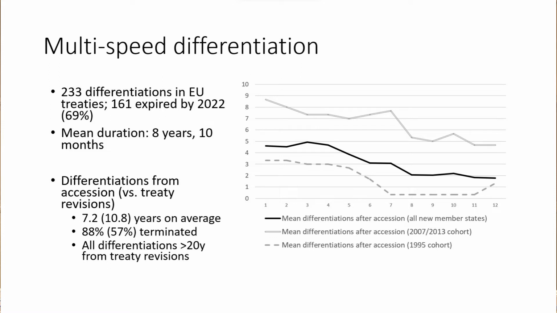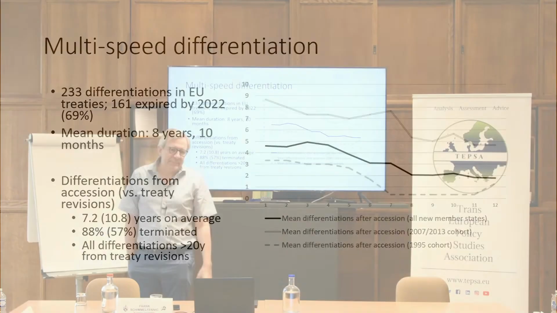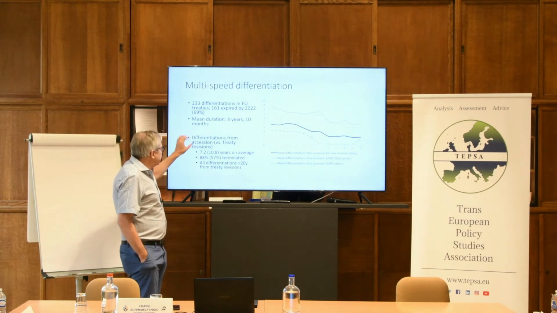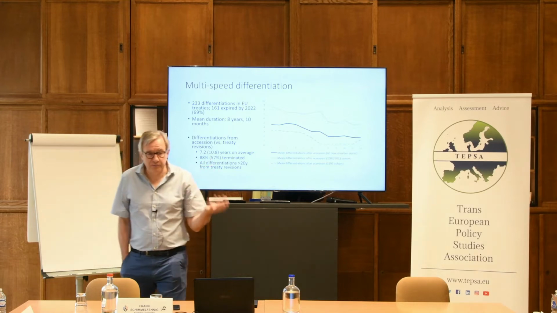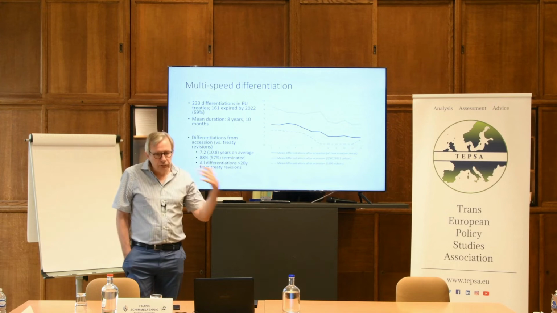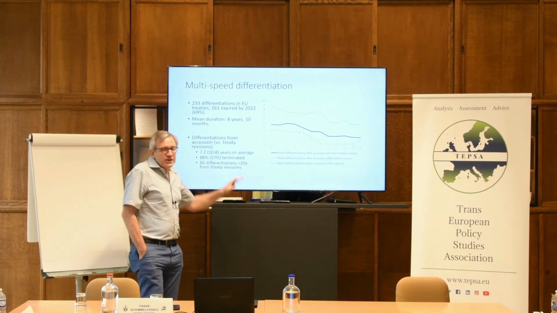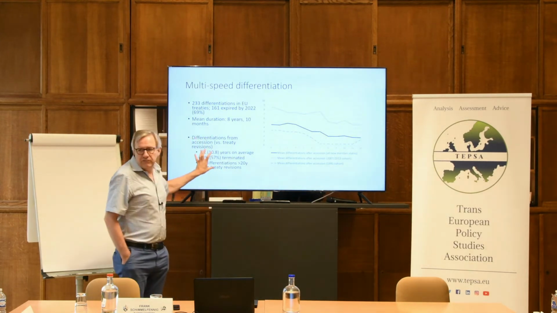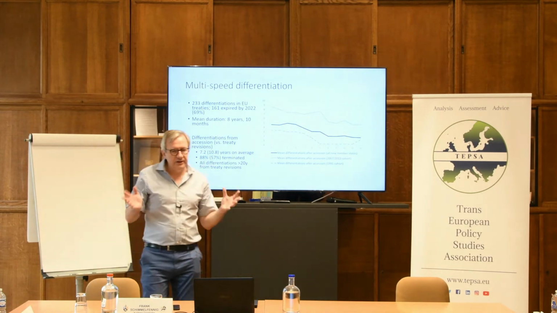But what is, I think, even more telling is if you look at the differentiations from accession, of those 88% are already terminated. So this is clearly multi-speed, whereas those agreed on in treaty revisions, it's just over half that have been terminated. So here we have these durable differentiations, and all differentiations that have been in place for longer than 20 years come from treaty revisions. So there is a clear difference.